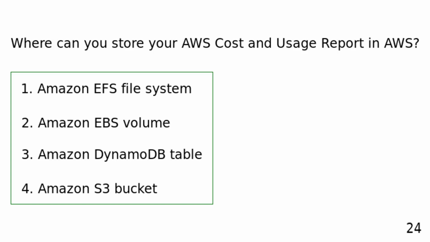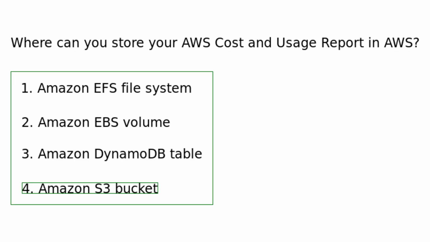Where can you store your AWS cost and usage report in AWS? Amazon EFS file system. Amazon EBS volume. Amazon DynamoDB table. Amazon S3 bucket. The AWS cost and usage report is stored in an Amazon S3 bucket of your choice, allowing for secure, scalable, and durable storage of your cost data.